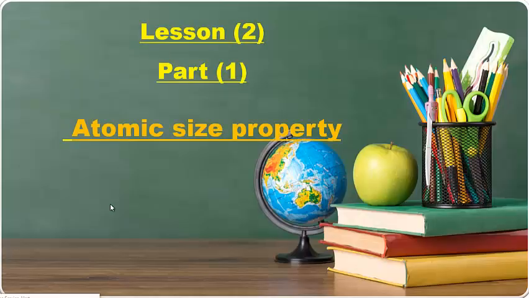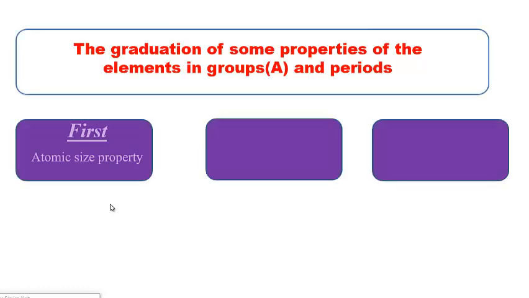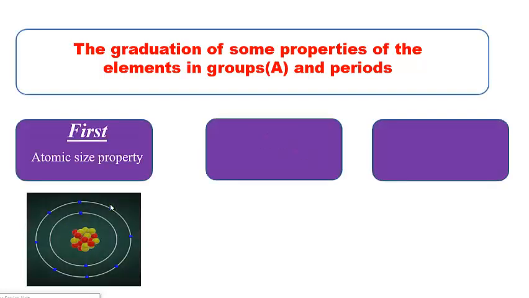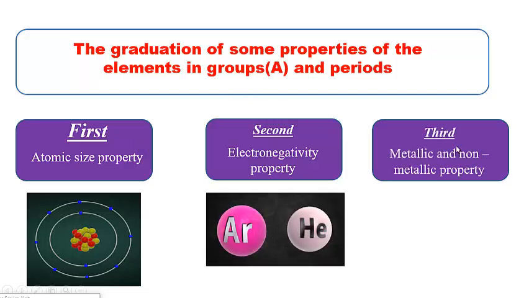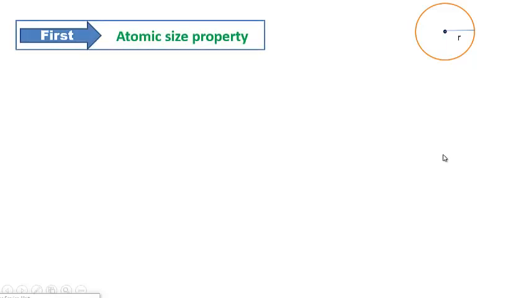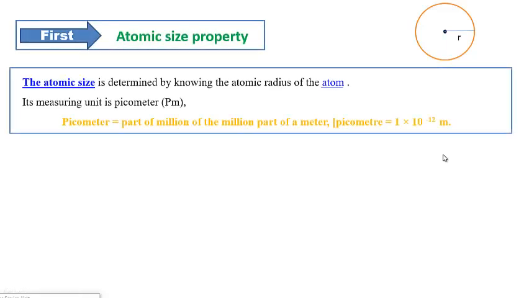Okay, part one. Now we will study together the atomic size property. In our lesson today, we will speak about the graduation of some properties of elements in the periodic table, especially in group A. Number one, atomic size property. Number two, electronegativity property. Number three, metallic and non-metallic property. Let's study together the first one, which is called the atomic size property.